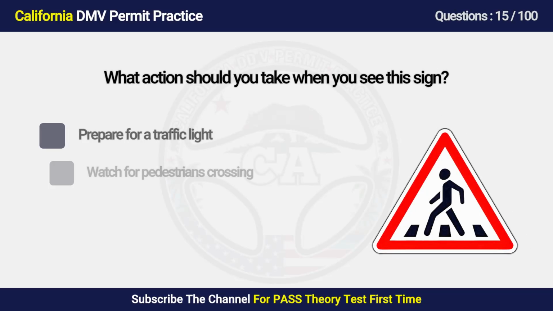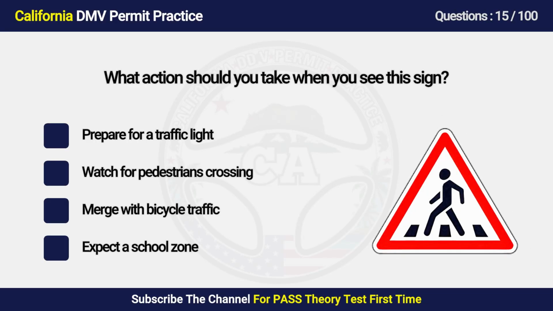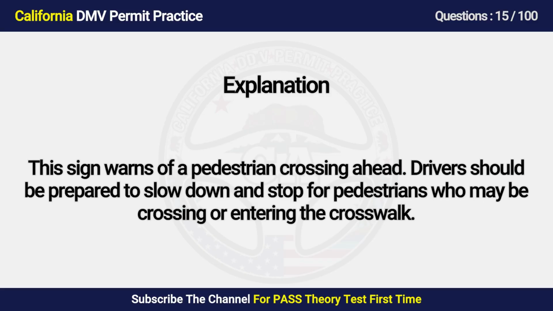Question 15. What action should you take when you see this sign? A. Prepare for a traffic light. B. Watch for pedestrians crossing. C. Merge with bicycle traffic. D. Expect a school zone. Answer is B. Watch for pedestrians crossing. This sign warns of a pedestrian crossing ahead. Drivers should be prepared to slow down and stop for pedestrians who may be crossing or entering the crosswalk.